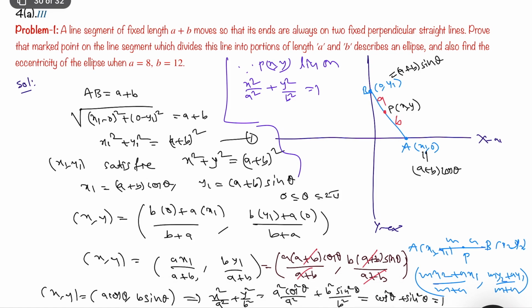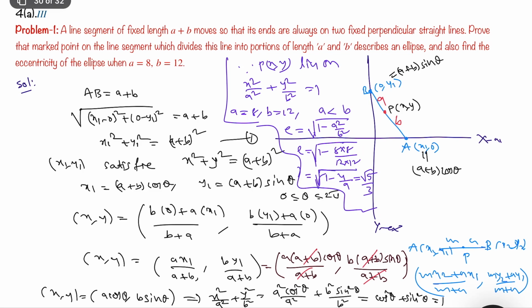Okay, now let us find out the eccentricity of an ellipse when a equal to 8, b equal to 12. Here a equal to 8, b equal to 12, so we are in the a less than b case. In this case, the eccentricity formula is e equal to under root 1 minus a square by b square. So e equal to under root 1 minus 8 times 8 by 12 times 12. 8 by 12 you can write as 2 by 3, so it's going to be 1 minus 2 times 2, 4, by 3 times 3, 9. So it's going to be root 5 by 3. Eccentricity e is going to be root 5 by 3.